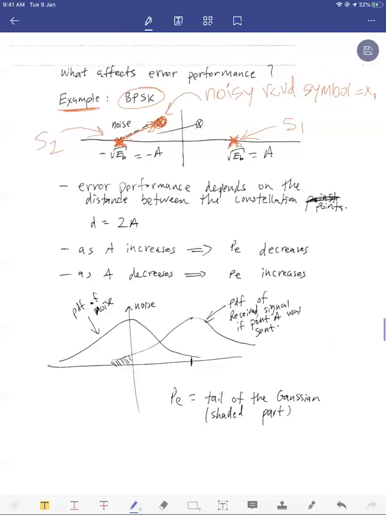Now I could have sent S1 or S2. Are you guys with me? I really need feedback from you here because I'm making a logical argument. So I could have sent S1 or S2. Suppose I've sent S2 and I receive X1. Just based on complete common sense and logic, what are you going to decode X1 to? Are you going to say you sent S2 or S1?